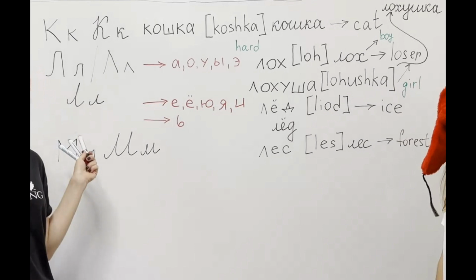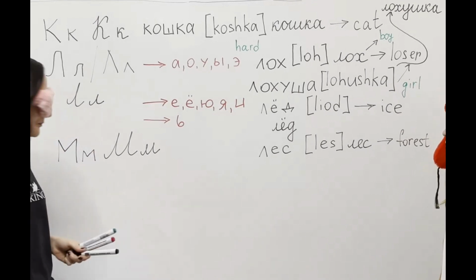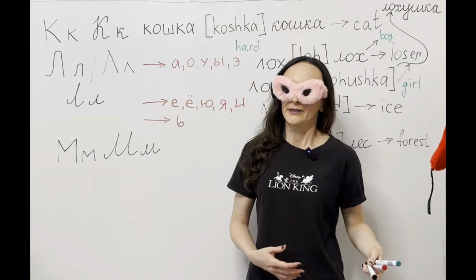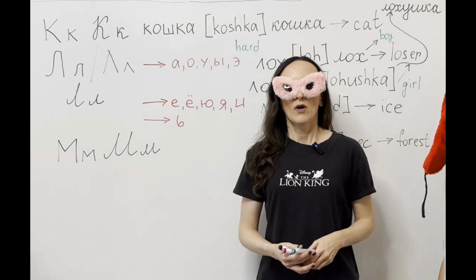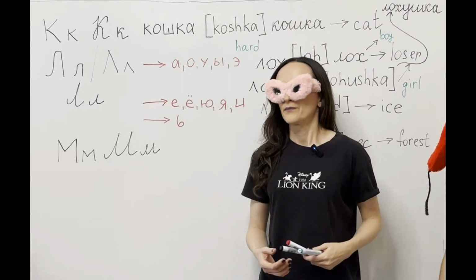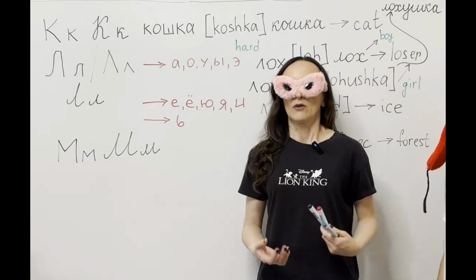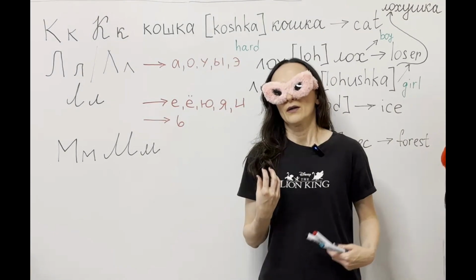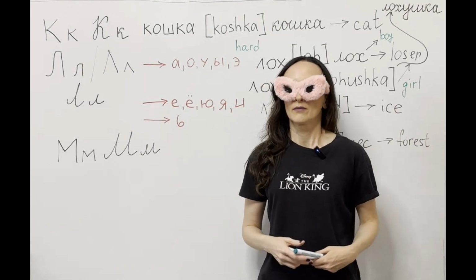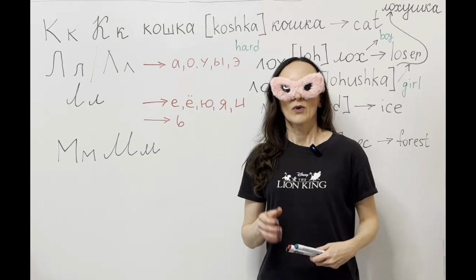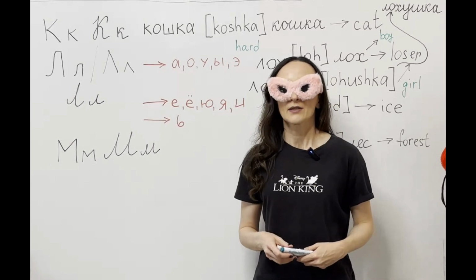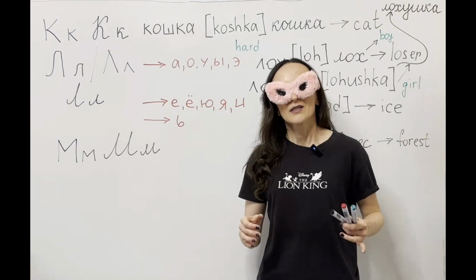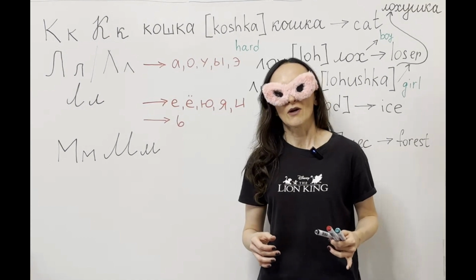L. M. M can also be soft and hard. When you want to make it hard, your tongue is somewhere deeper in your mouth. M. But when it's closer to the front teeth, it's m, m, m. And maybe you're kind of smiling when you are making it softer.